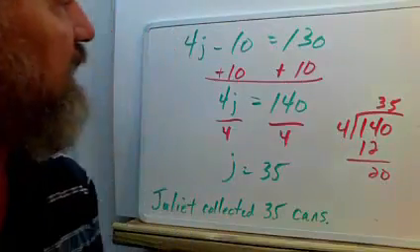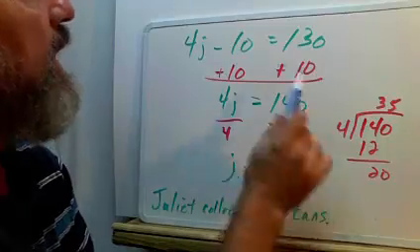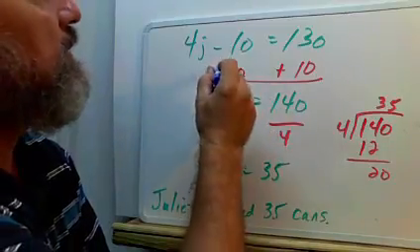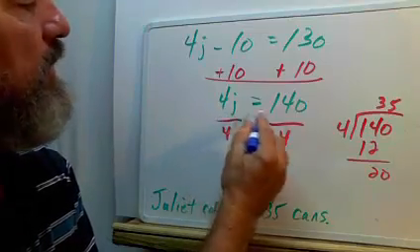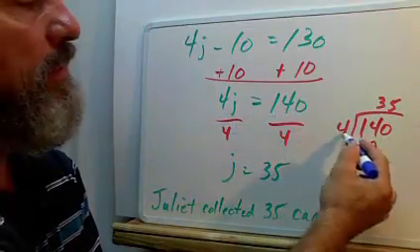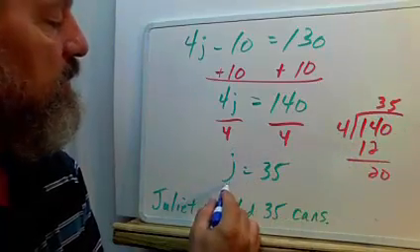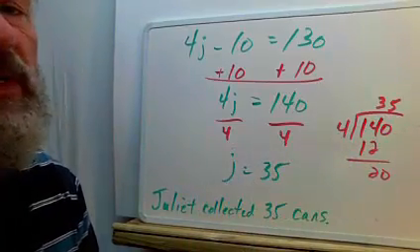So we have 4J minus 10 equals 130. Add 10 to both sides. We're going to add 10 to both sides because we subtracted 10 here. We have 4J equals 140. 140 divided by 4 is 35. So Juliet collected 35 cans.